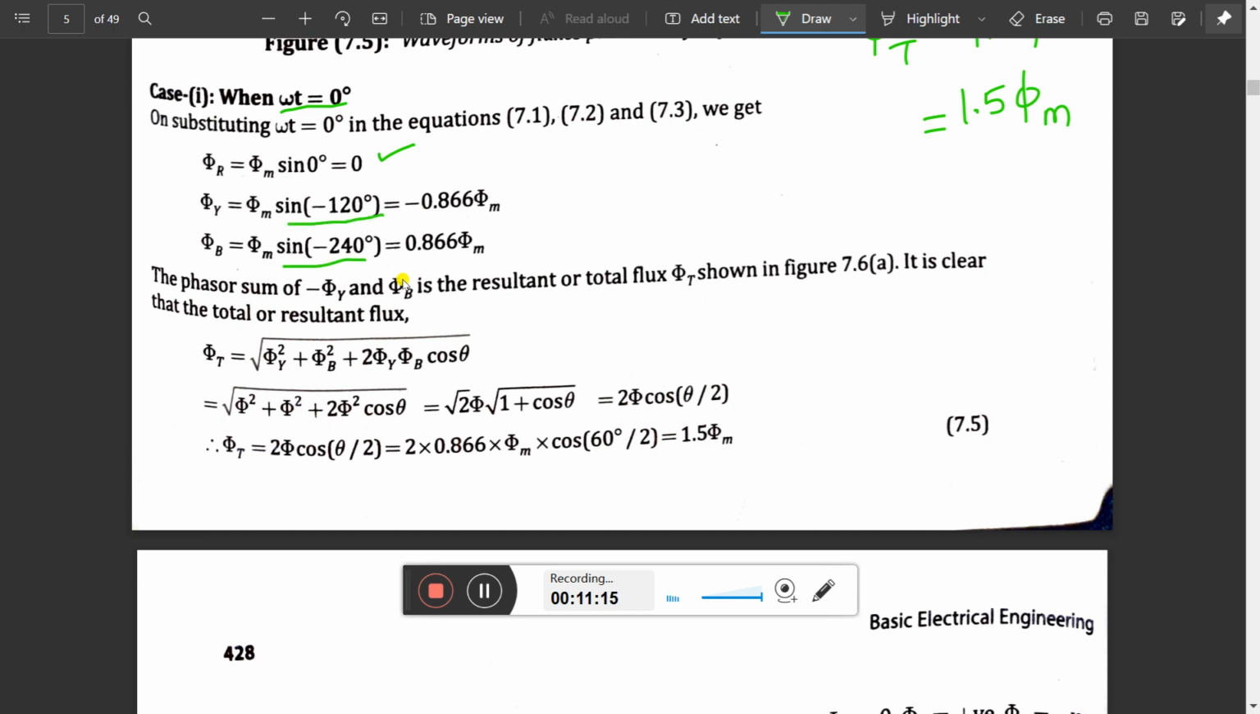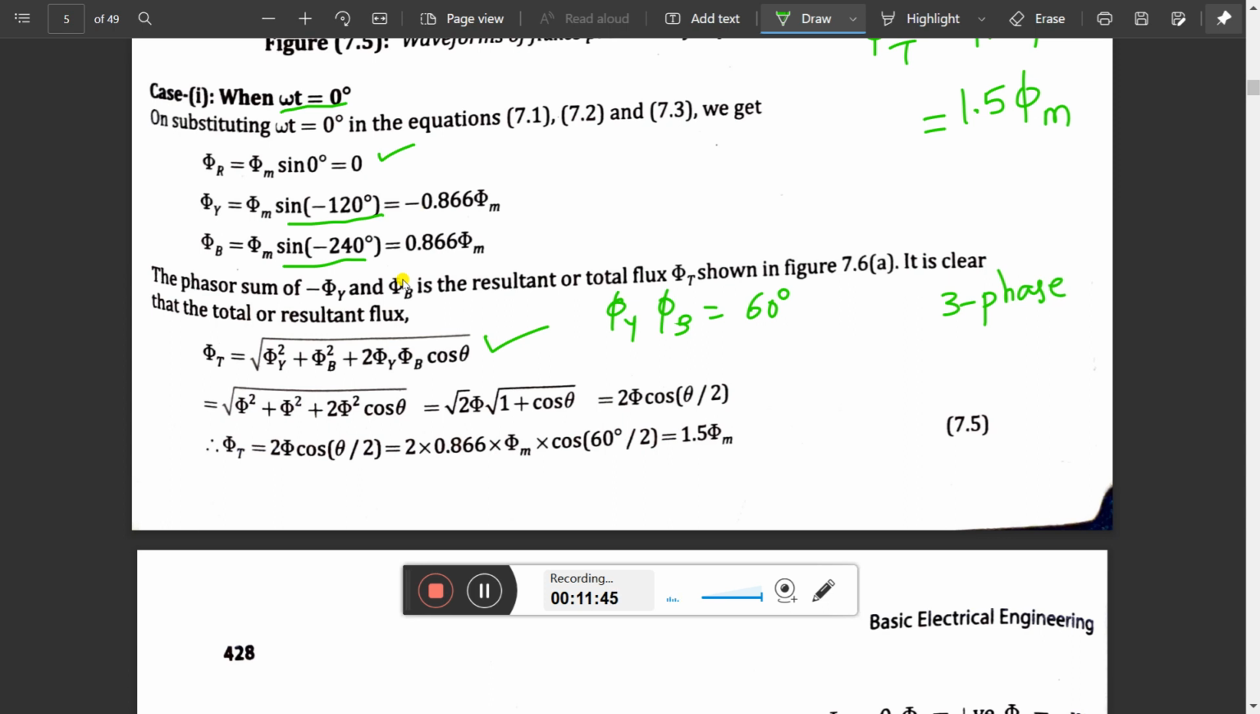Now the resultant flux is phi t, equal to the square root of phi y whole square plus phi b whole square plus 2 phi y phi b cos phi. This is the phasor sum of phi y and phi b, the resultant flux. If you substitute all the values, we know the angle between phi y and phi b is equal to 60 degrees. We already discussed this in the three phase supply also.